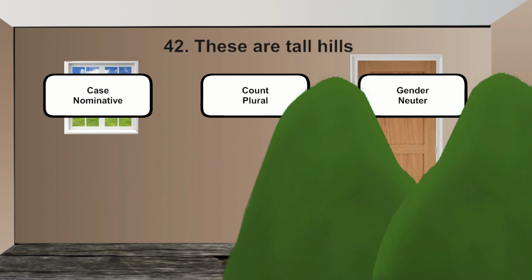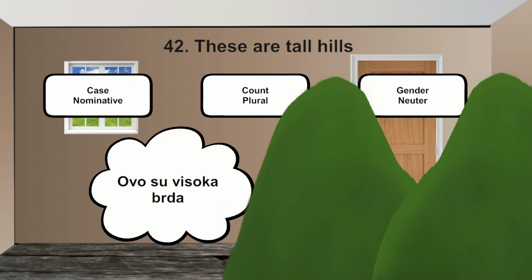Question 42. Pitanje 42. These are tall hills. Neuter, plural. Ovo su visoka brda. Ovo su visoka brda.